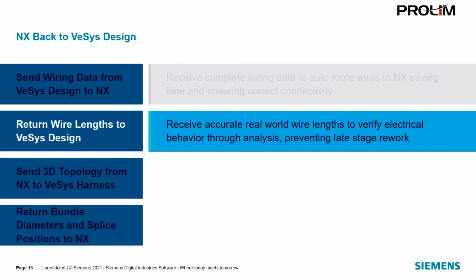Wire lengths are necessary for important verification steps, including voltage drop analysis and fuse sizing calculations. Being able to analyze these in VSYS can help the electrical engineer to catch and fix potential issues early before they are propagated downstream, possibly even to production, where the costs in terms of time and money can be exponentially greater.